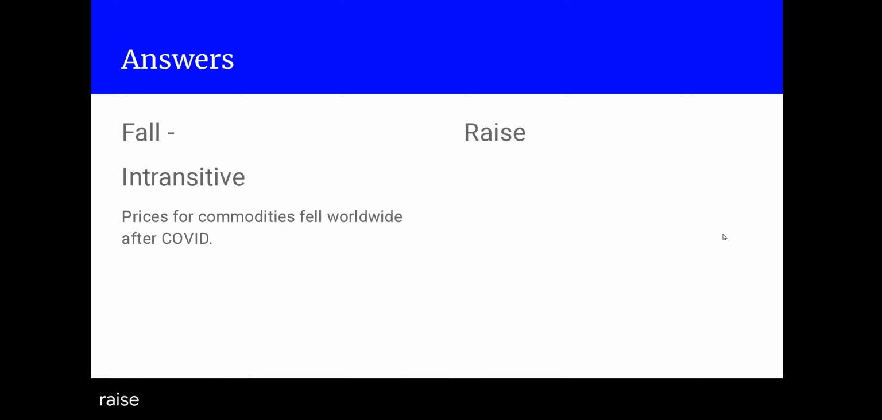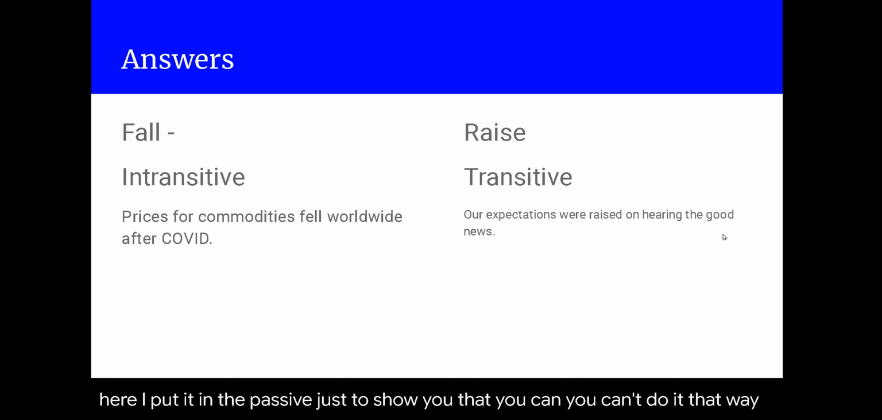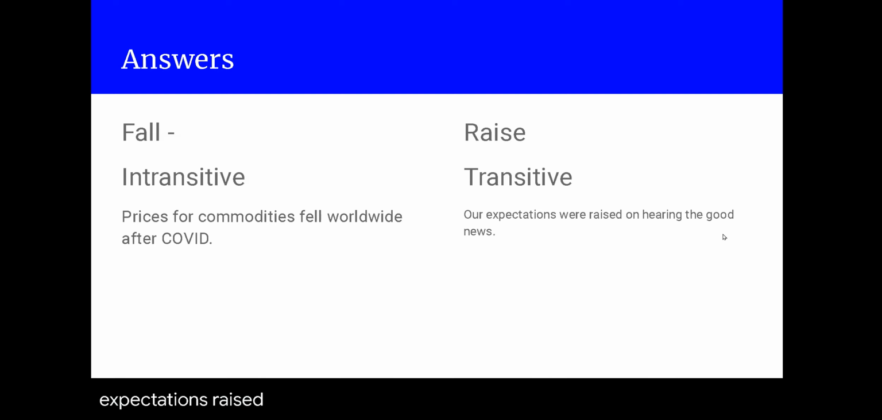Raise. Highly transitive. Yes. Okay. Right. Our expectations were raised. Now note here, I put it in the passive just to show you that you can do it that way. The good news raised our expectations.